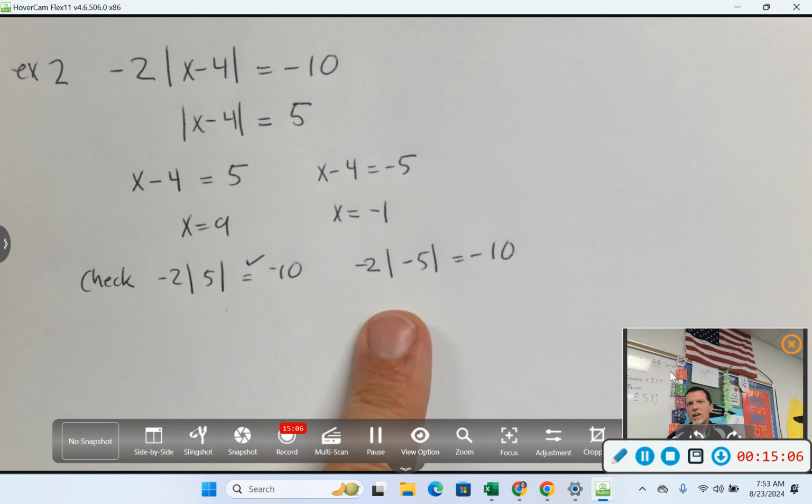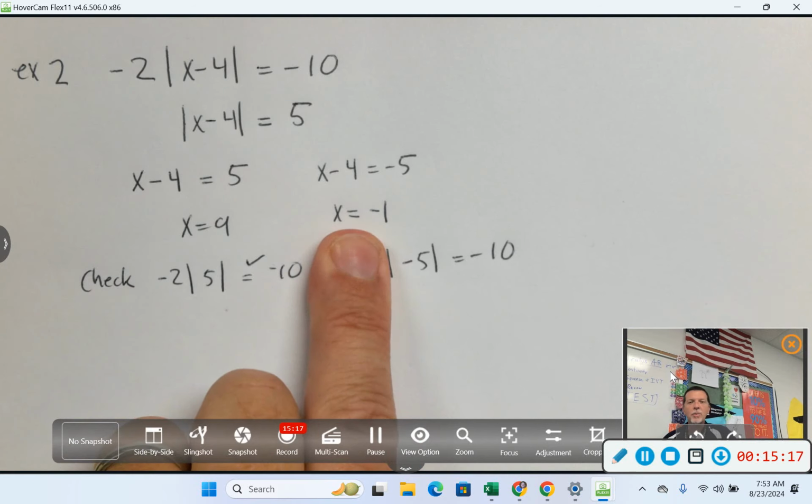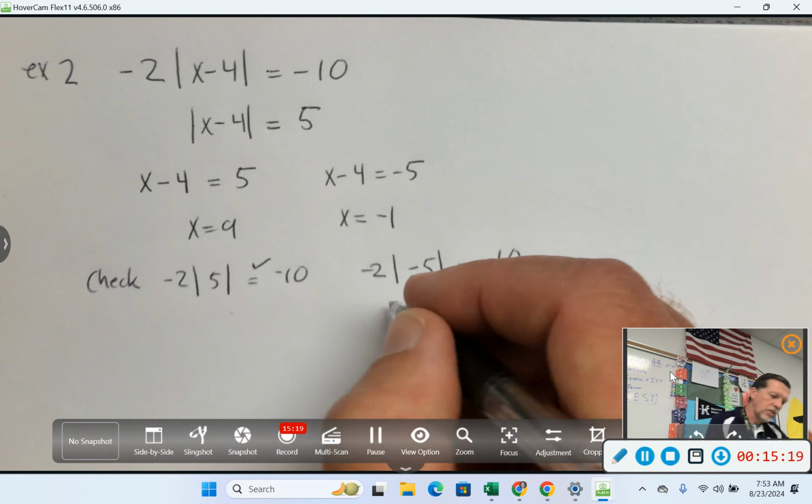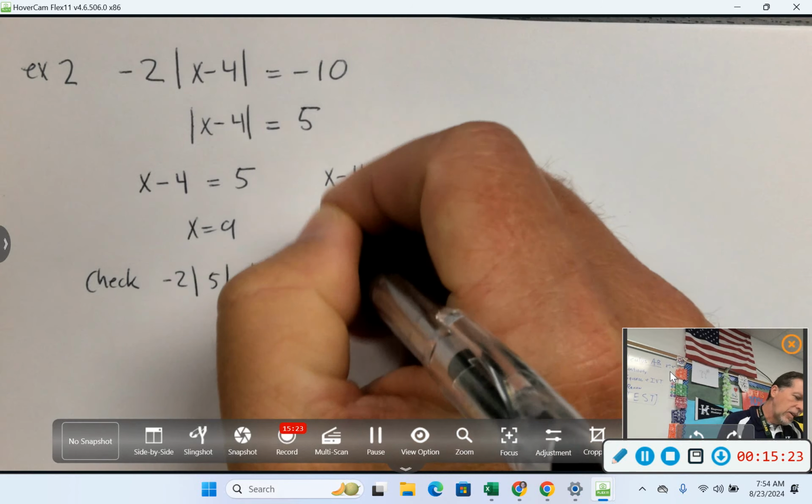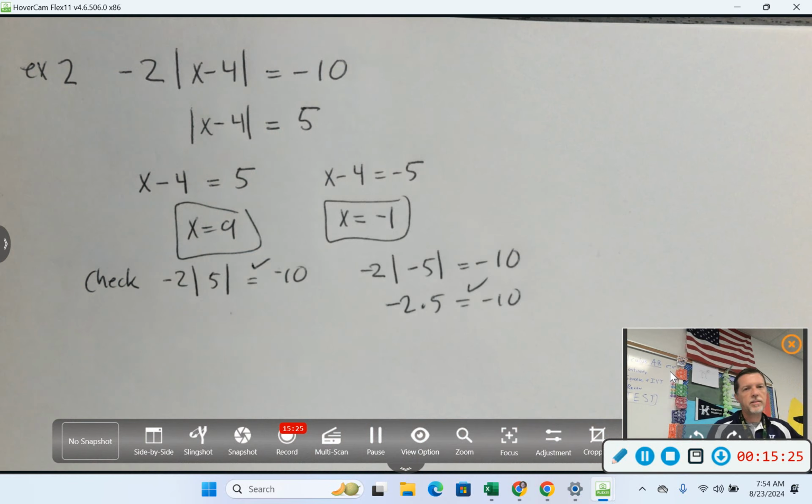So does this work or not? Yeah, it should, because you get a positive. But some people, their brain is so used to saying, multiply two negatives, you get a positive. Well, yeah, but you got to do the absolute value thing first. Negative 2 times 5 is negative 10. So they both work, so we're good with that.